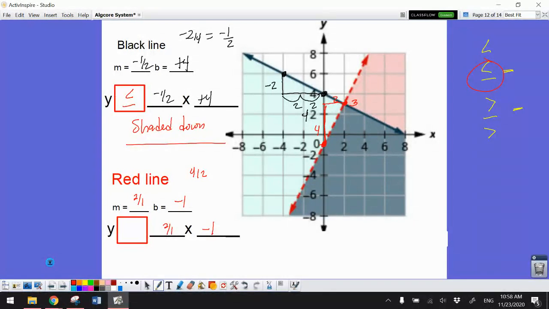Now, am I shading above the line or am I shading below the line? I'm still shading below the line, so it's still less than or equal to. Okay, it is still less than or equal to.